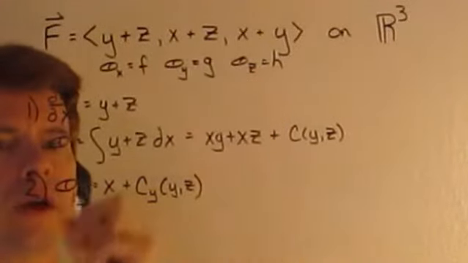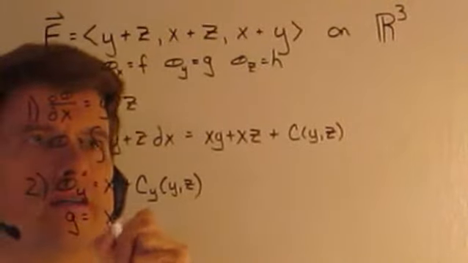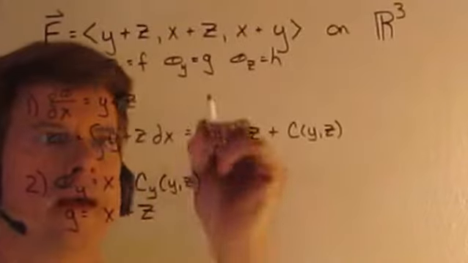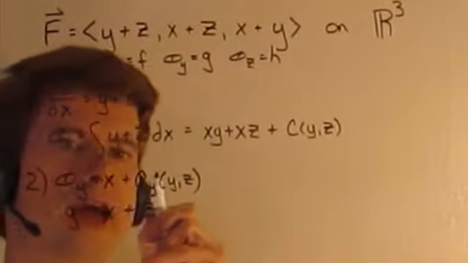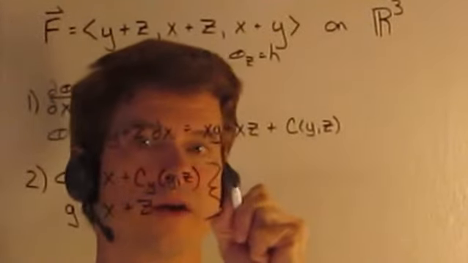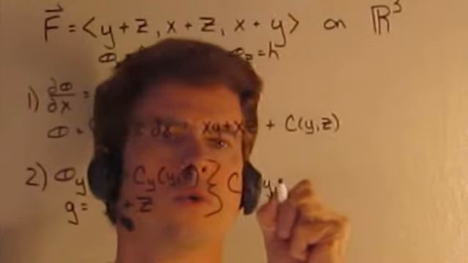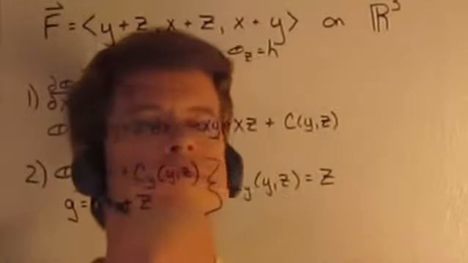And we compare the two. We say g is equal to x plus z. Since our phi y is equal to g, we have the x, then we can conclude from this that at least part of this, c_y(y,z), is equal to z.